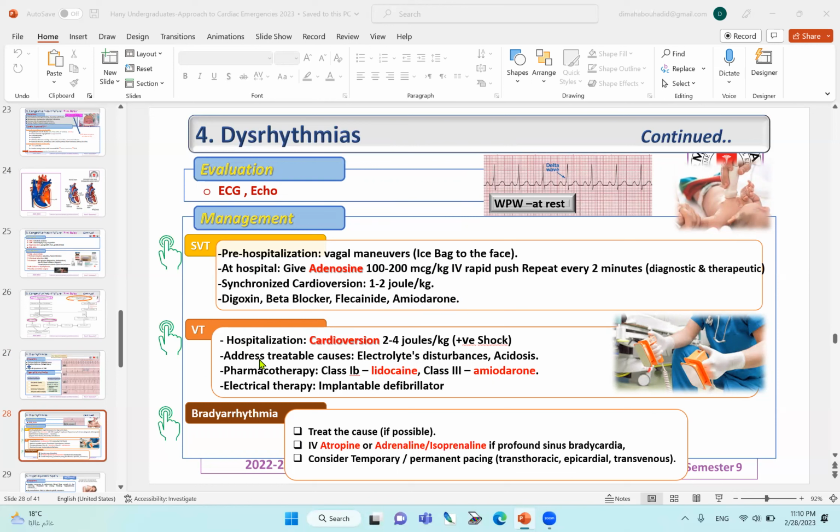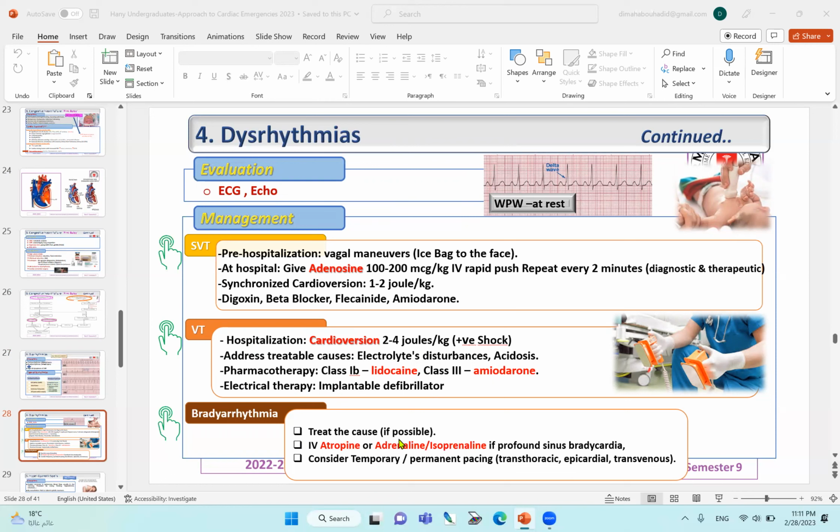Ventricular tachycardia is managed in hospital by cardioversion with a higher dose, 2 to 4 joules per kg. We can address the treatable causes and treat them, like electrolyte disturbance and acidosis. For pharmacological therapy, we give different antiarrhythmic drugs like lidocaine or amiodarone, and we can put in an implantable defibrillator which can give the heart a shock when ventricular tachycardia occurs, because ventricular tachycardia is lethal.